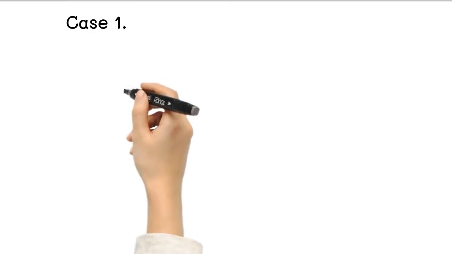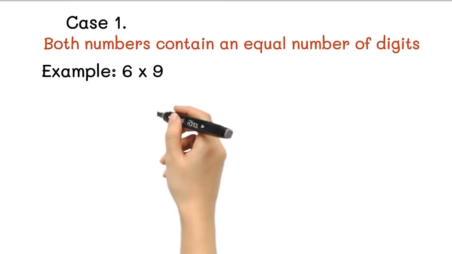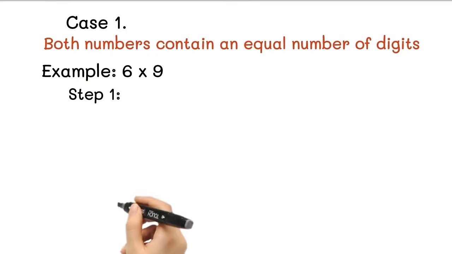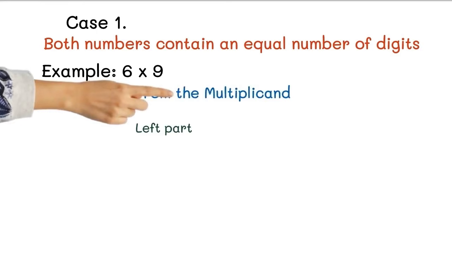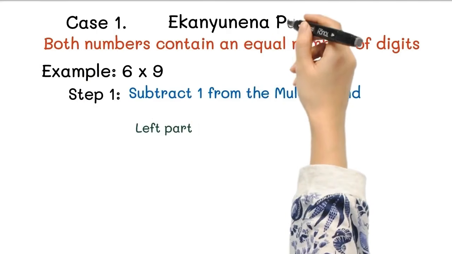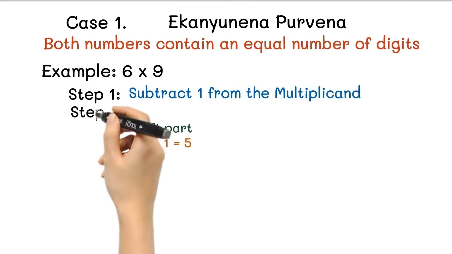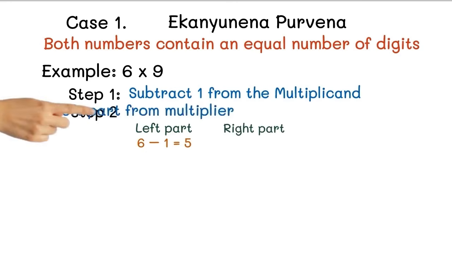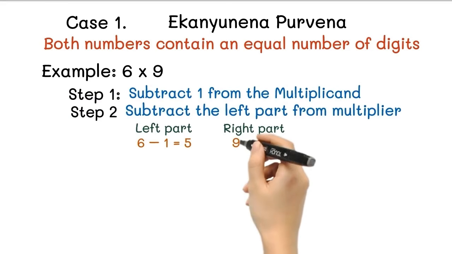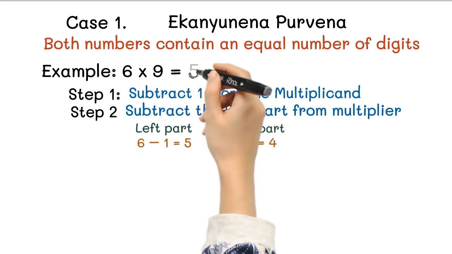Case 1. Both numbers contain an equal number of digits. Example, 6 by 9. Step 1. To get the left part of the answer, you subtract 1 from the multiplicand following the Ekanunena Purvena method. 6 minus 1 equals 5. Step 2. To determine the right part of the answer, subtract the left part obtained in step 1 from the multiplier. 9 minus 5 equals 4. Thus, 6 times 9 equals 54.